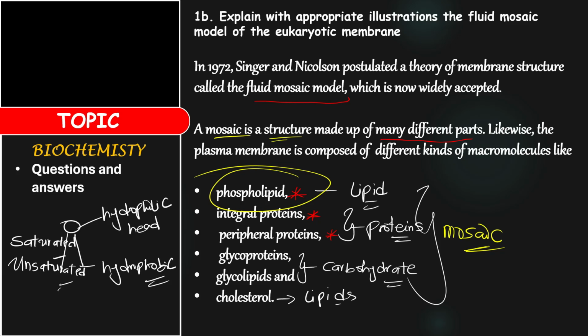Now, for something to be fluid, it means it should be in the liquid form. So this fatty acid, which is saturated and unsaturated, at normal cell temperature, the cell has a temperature, and of course, you know the temperature of the cell can also be linked to the temperature of the body, right?